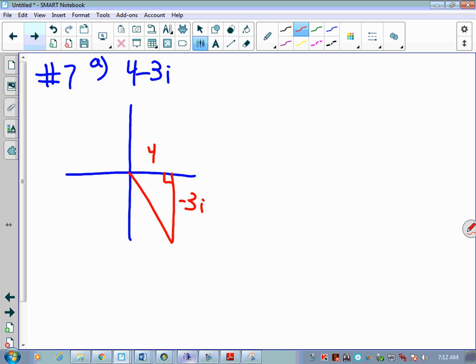Because it's a Pythagorean triple, I know that my hypotenuse is 5, right? 4 squared plus 3 squared equals c squared. We've got 16 plus 9, which is 25. Square root of 25, c equals 5. Okay, that guy goes right there. We do still have to find this angle, though.